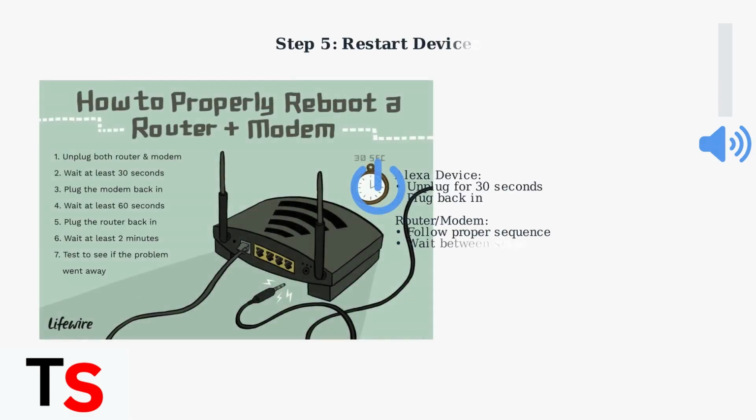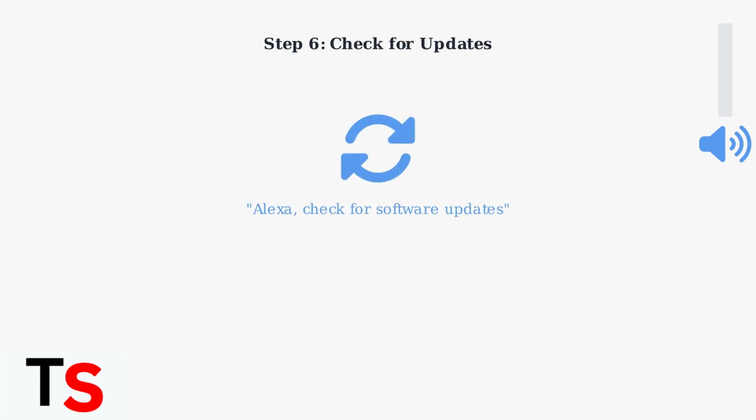Restart your Alexa device by unplugging it for 30 seconds, then plugging it back in. Also, restart your router and modem following the proper sequence shown here. This clears temporary glitches and refreshes connections. Say, "Alexa, check for software updates" to ensure your Echo device has the latest firmware. Software updates often include bug fixes that can resolve volume control issues.